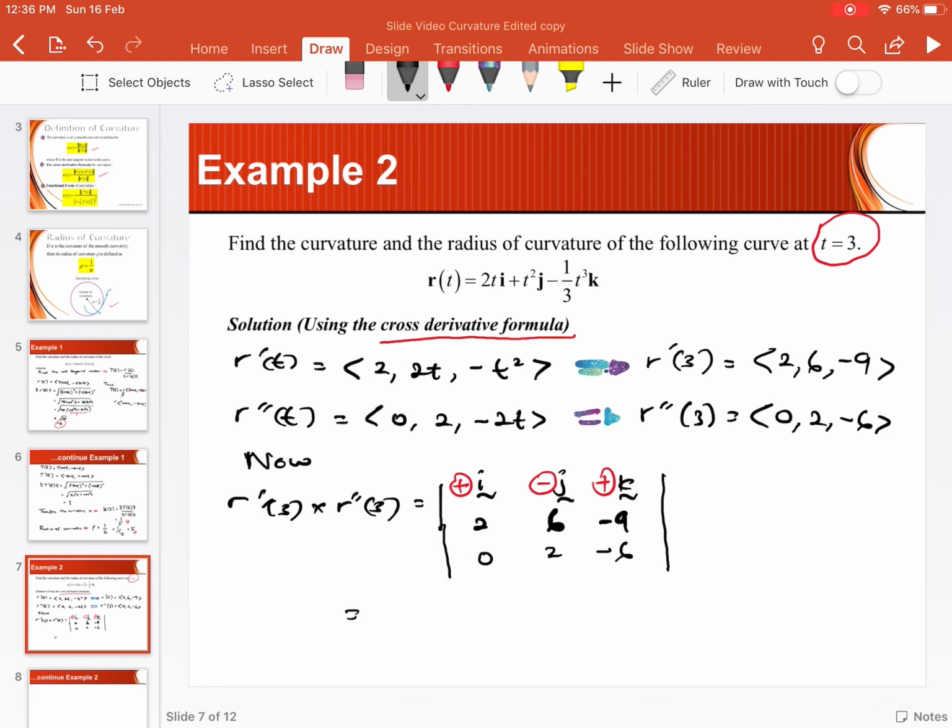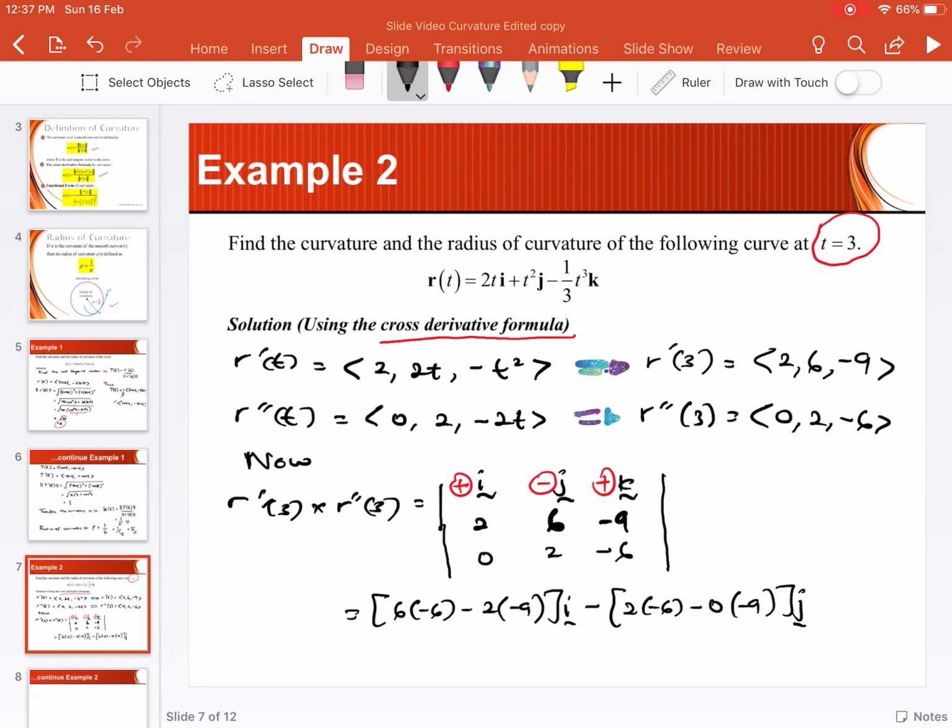First of all, we close the first column and we are now crossing the second and third column. So we have 6 times negative 6 minus 2 times negative 9. This is for the i direction. Minus, open the square bracket, so we are now crossing the first and third column. So we have 2 times negative 6 minus 0 times negative 9, j.